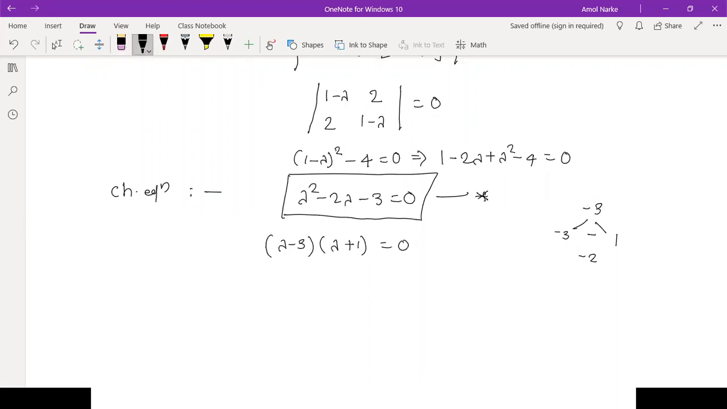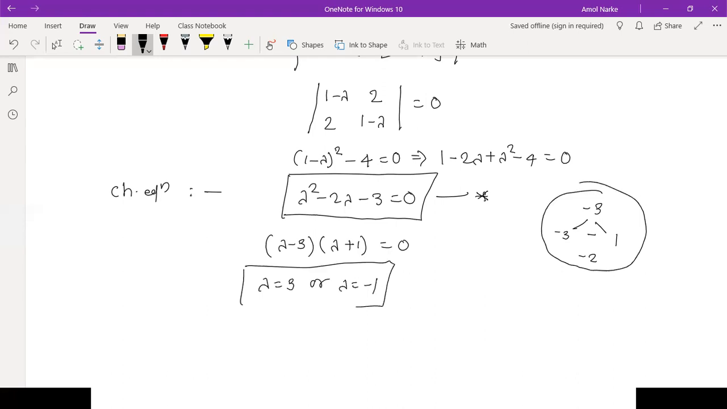Am I correct? Like that only you find, no? So (lambda - 3) times (lambda + 1). You can do the product. It's lambda square, then plus lambda, then -3 lambda, and -3. So the values of lambda are lambda equal to 3 or lambda equal to -1. So what are my eigenvalues? These are nothing but my eigenvalues.